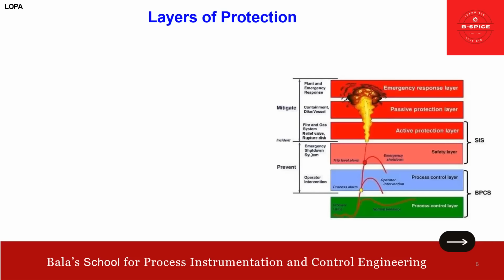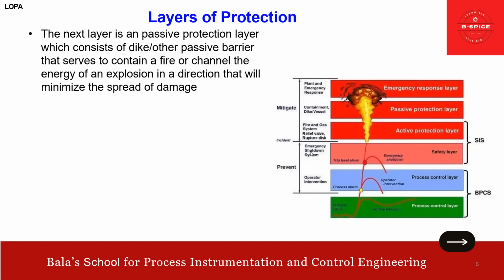Now we go to the passive protection layer. The next layer is the passive protection layer. What is that? It consists of a dike or passive barrier that serves to contain a fire, or channel the energy of an explosion in a direction that will minimize the spread of damage. So that's a passive protection.